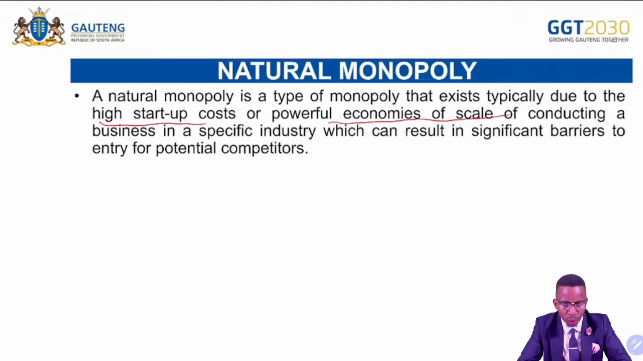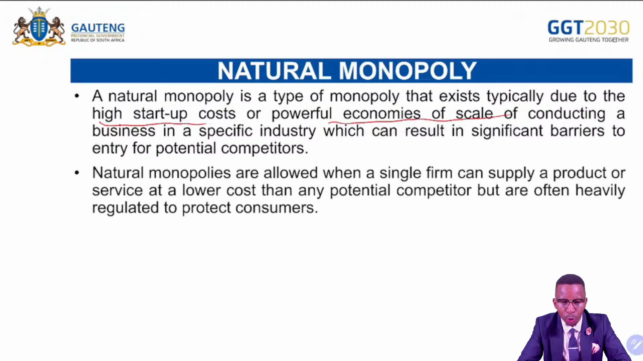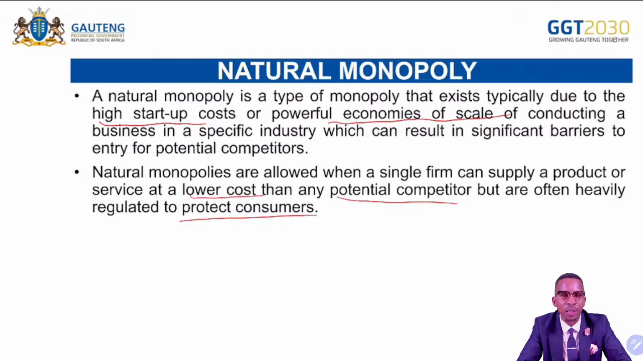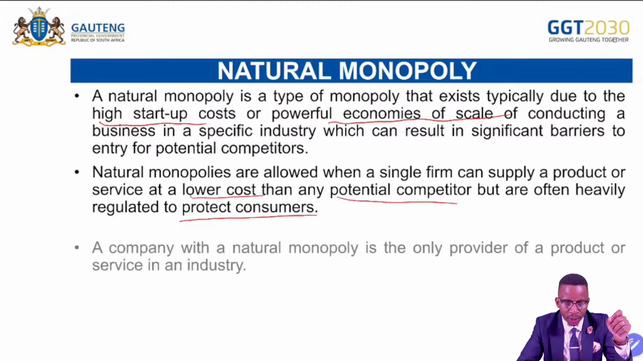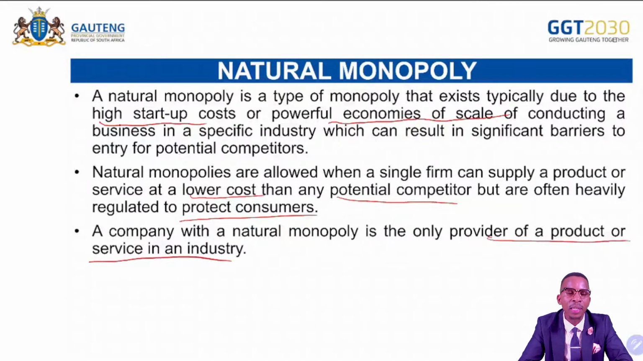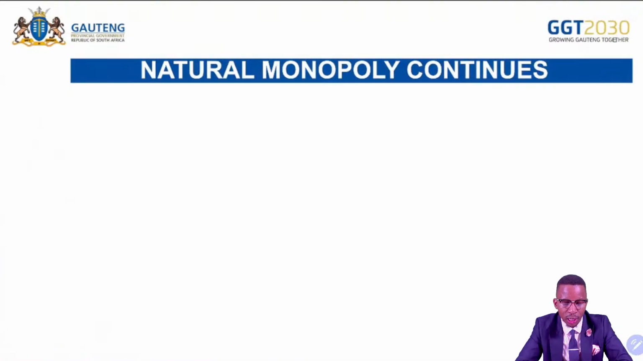And then we continue. Natural monopolies are allowed when a single firm can supply a product or a service at a lower cost than any other potential competitor, but are often heavily regulated to protect consumers. So they mainly prevail if only one supplier will be there to supply the entire market. And then a company with a natural monopoly is the only provider of a product or a service in the industry. This company is the only supplier, does not have any competitor.